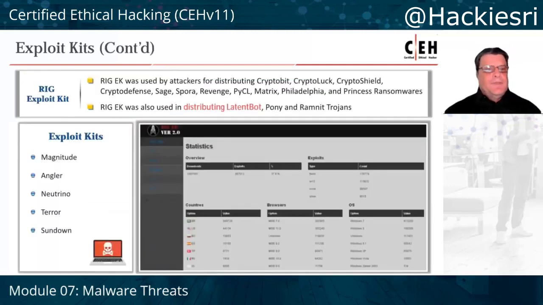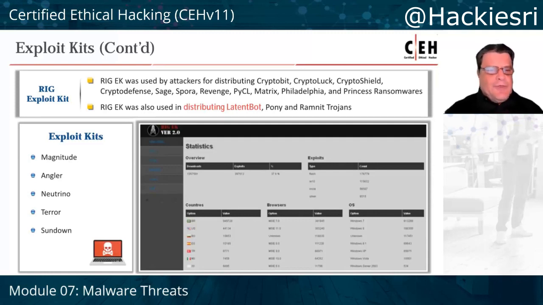Exploit kits continued. RIG exploit kit, RIGEK, was used by attackers for distributing CryptoBit, CryptoLuck, CryptoShield, CryptoDefense, Sage, Spora, Revenge, PYCL, Matrix, Philadelphia, and Princess ransomwares. So we see that exploit kits are very, very popular ways to try to get a ransomware into a system. RIG, RIGEK, was also used in distributing LatenBot, Pony, and Ramnet Trojans.